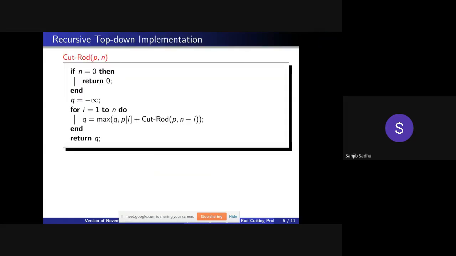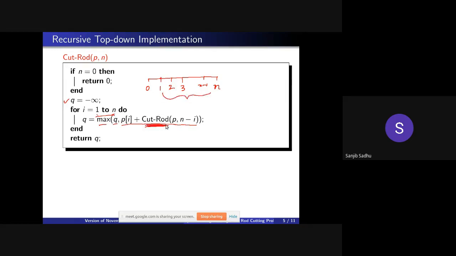So you can write a program also. If n equal to 0, then return 0. Else q is minus infinity, means I am taking the cost, q as the cost, that I will return. And for i equal to 1 to n, not means this is the length. So here 1 to length 3 in this way, up to this n. Q will be maximum of q comma Pi minus 1 and this portion.